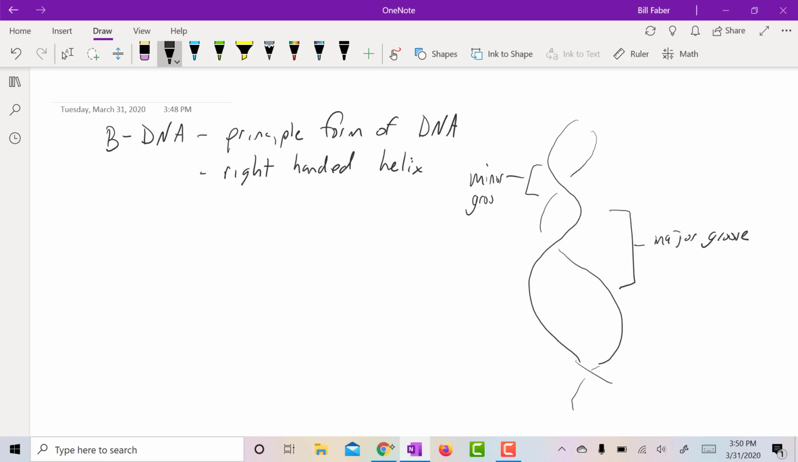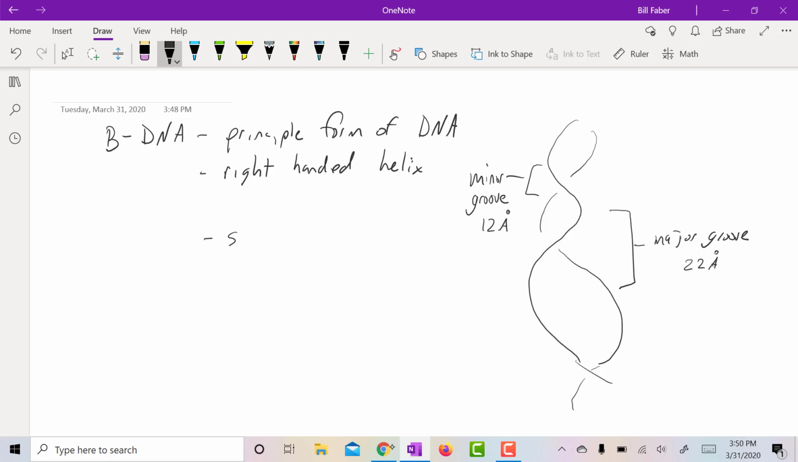What's neat about it is proteins actually recognize the larger and smaller minor grooves. The distance for this one is about 22 angstroms, and the distance for this one is about 12 angstroms. And so overall, a single turn of the DNA is about 34 angstroms.